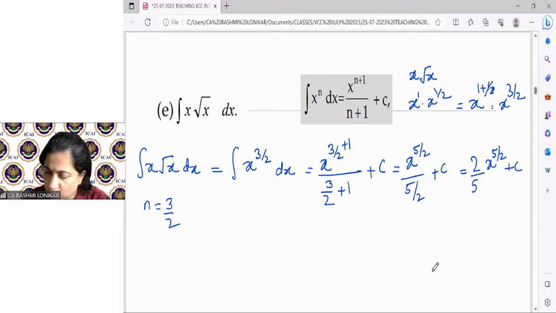Yes, Vaidevi, you can do CA with your BCom. You will get very good marks in BCom because you have studied for CA. Okay.